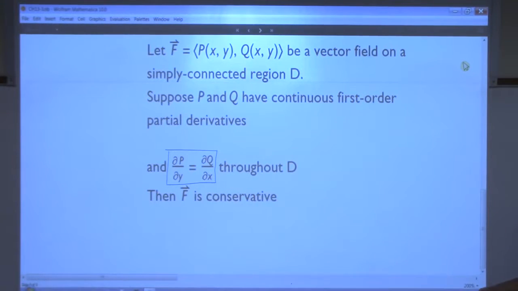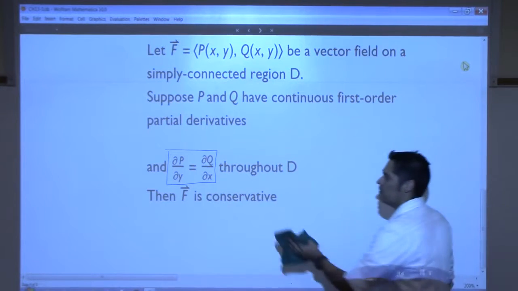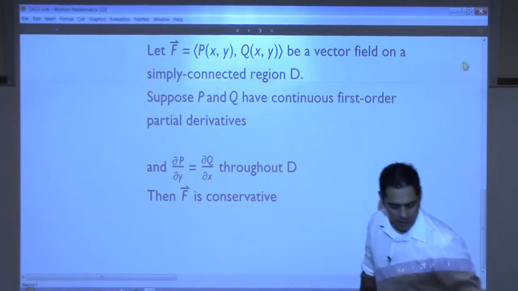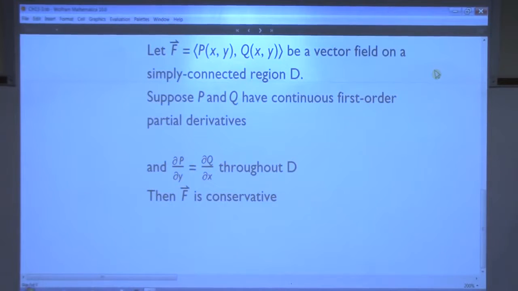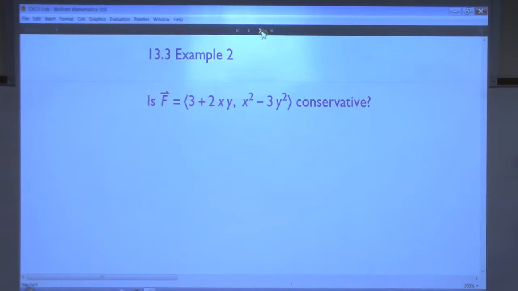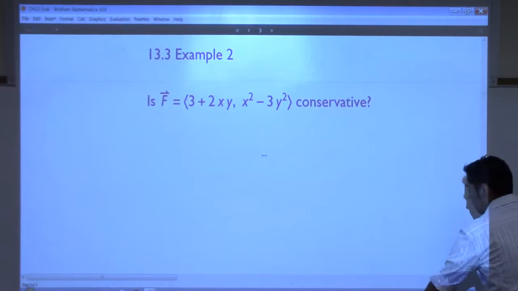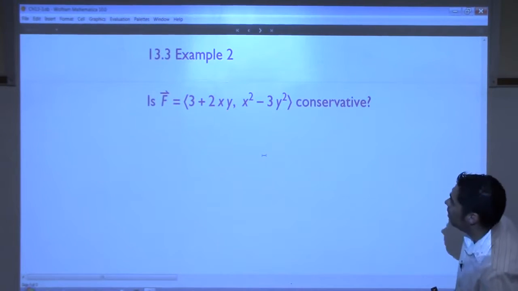You just check some partial derivatives, see if they're equal. If they are, you're conservative. And if you're conservative, then you're path independent over any closed curve. So is this vector field conservative? This shouldn't take us but a few seconds.